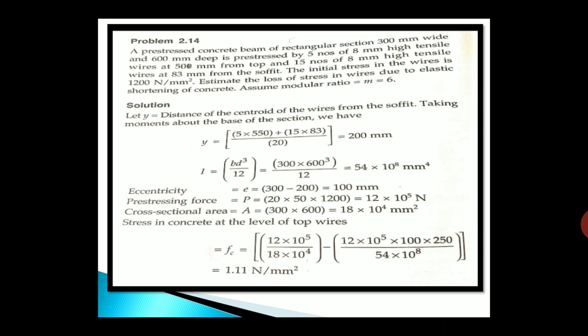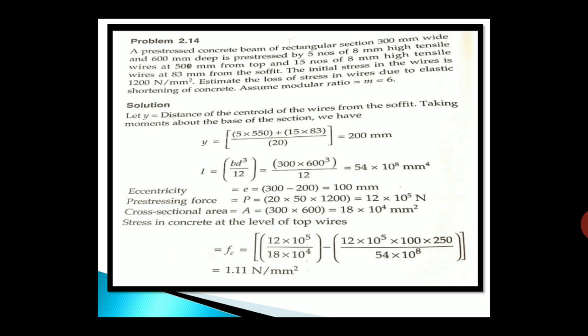The I value, BD cube by 12, we get as 54 into 10 raised to 8 mm raised to 4. Now eccentricity: with respect to the concrete section of 600 mm, its CG lies at 300 mm, and the CG of the steel which we have found with respect to the bottom is at 200 mm. Therefore the eccentricity is the difference between both, which comes out to be 100 mm.